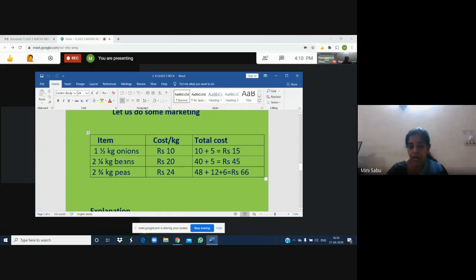Okay, clear? Now let us think about beans. We are going to buy beans also. We went to the vegetable seller and asked the price for beans. He told us that 1 kg is 20 rupees. But we are not buying 1 kg, we are buying 2 1/4 kg beans. Then how do we calculate?